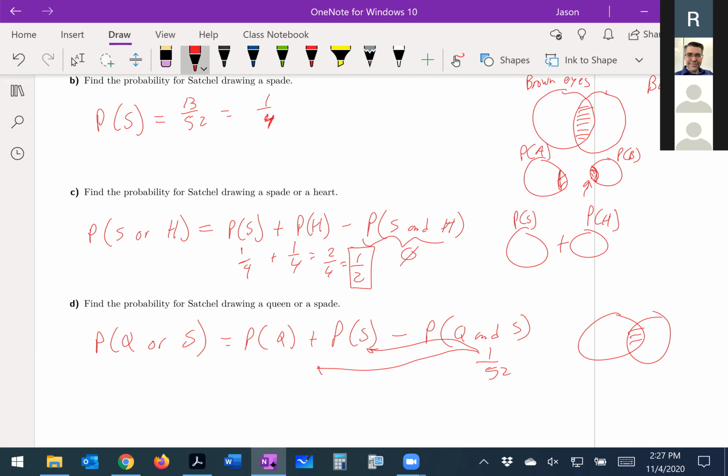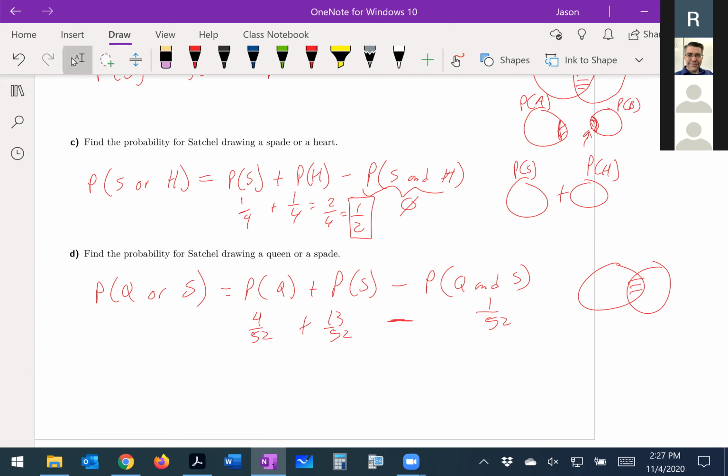The probability of getting a queen, that's 4 out of 52. The probability of getting a spade, that's 13 out of 52. And so now I have to subtract off that 1 out of 52. So this is going to be 12 plus 4 is 16 out of 52. And if I divide both top and bottom by 4, I get 4 out of 13. And that's the probability of getting a queen or a spade.